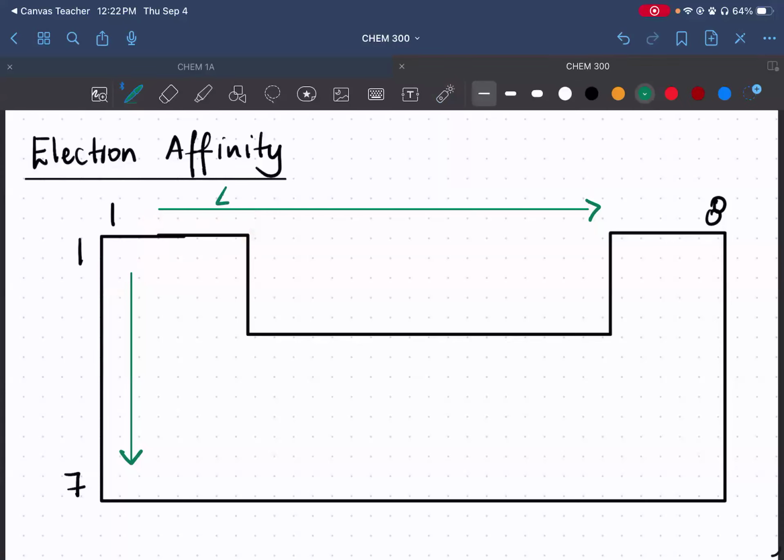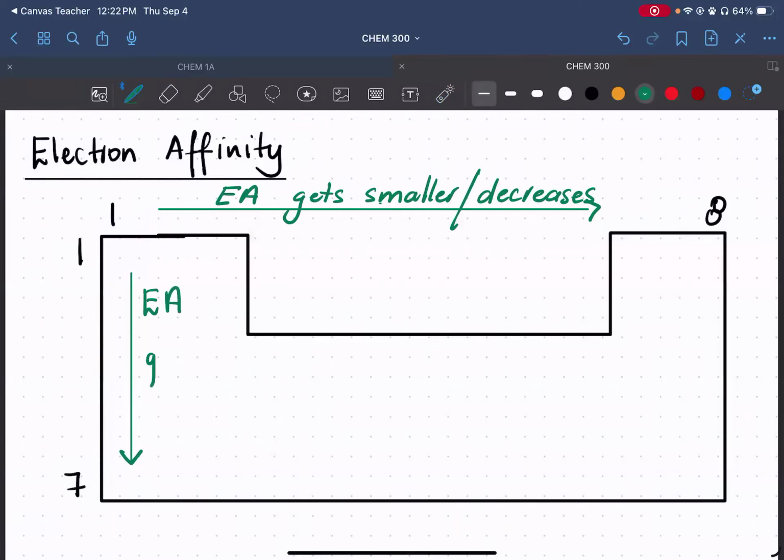In this way, electron affinity gets smaller, aka decreases, from left to right. Down the group, however, electron affinity gets less predictable, so there is no explicit trend that we can follow. We can make an educated guess, but above all else, it's just less predictable.